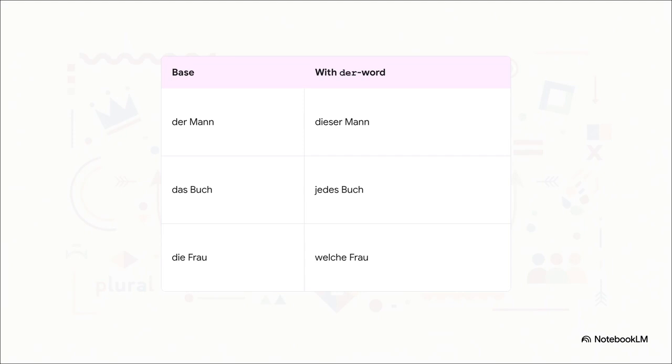And this shows the pattern perfectly. Look at this. These words take the place of der and use the exact same endings. So if you know how to say der Mann, you automatically know how to say dieser Mann or jeder Mann. It's really that simple. No joke.